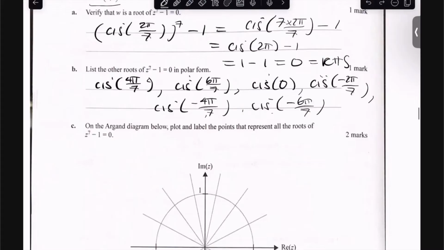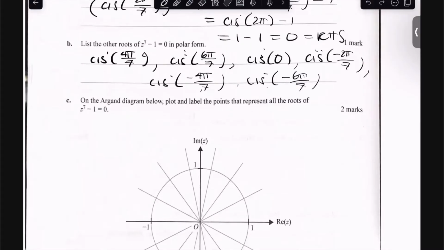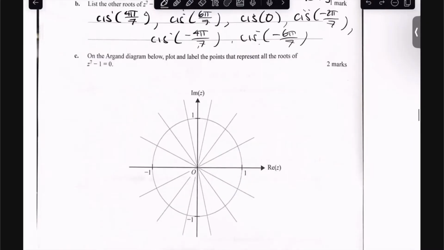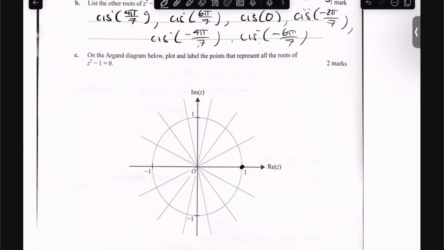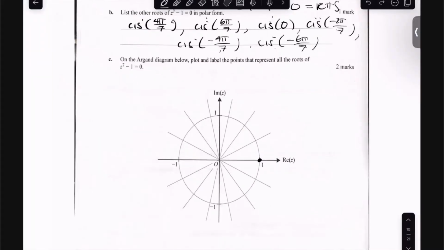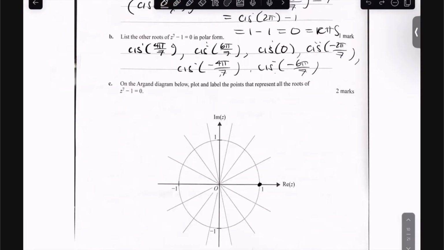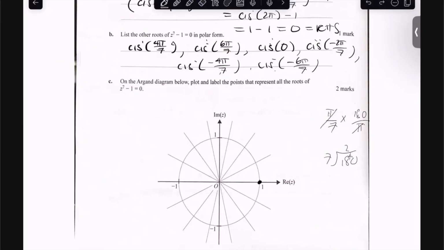On the Argand diagram below, plot and label the points that represent all the roots of z to the power of 7 minus 1 is equal to 0. So first of all, you've got cis of 0, and that's just 1. And then, what are these angles? 30, 60, no, I think they've divided it up as 7s, so pi on 7s for you. So what's pi on 7 as an angle? Pi on 7 times by 180 on pi is 7 into 180, which is 25 point something. So yeah, it looks like these are all pi on 7s. I'm hoping. Otherwise that would be quite mean.